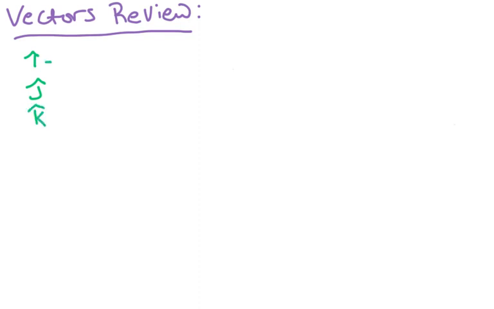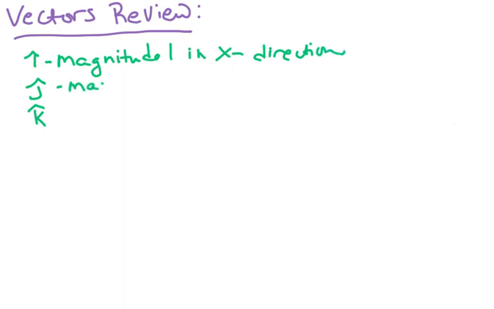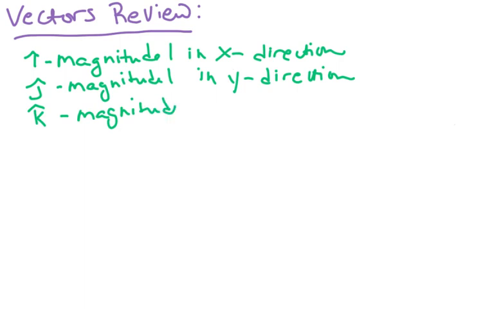The i just means that the magnitude is 1 in the x direction. j is a magnitude 1 in the y direction. And k is magnitude 1 in the z direction. So we commonly refer to this one as horizontal.